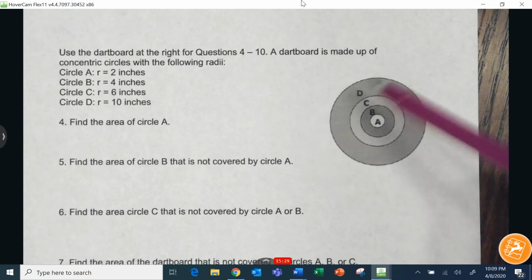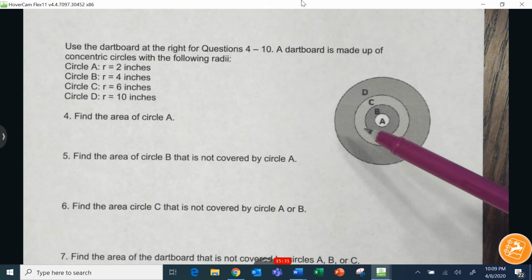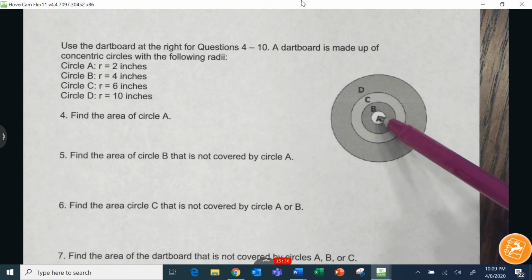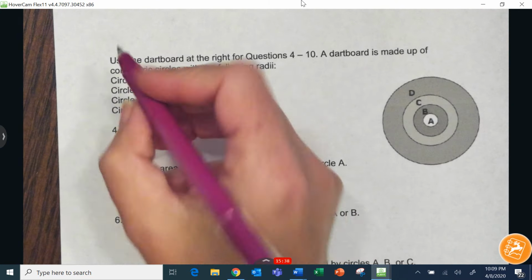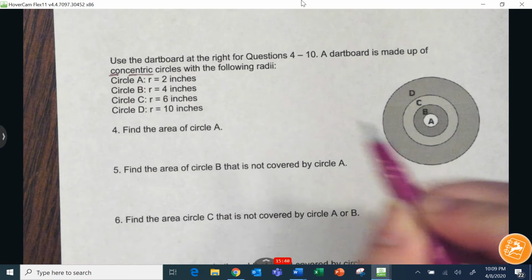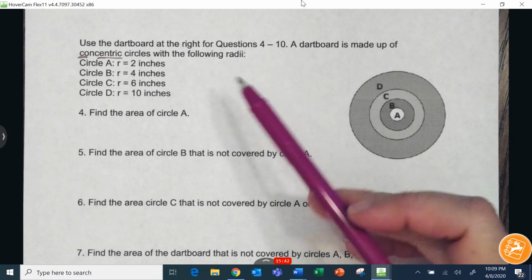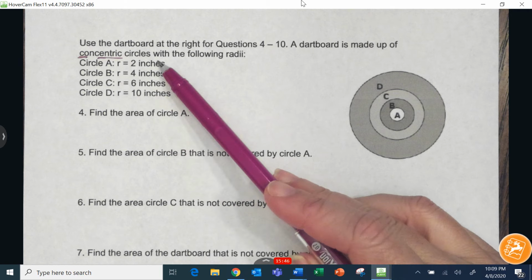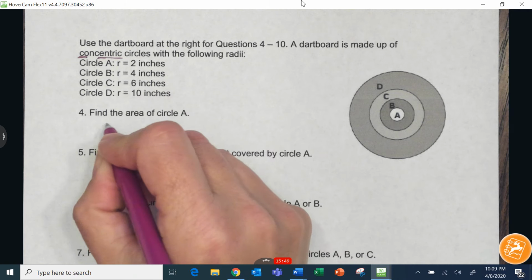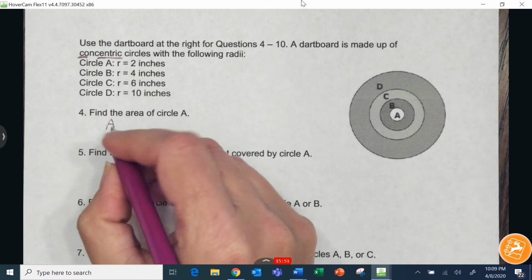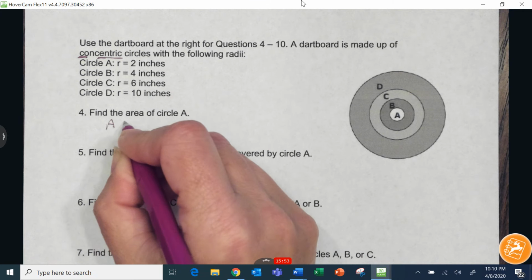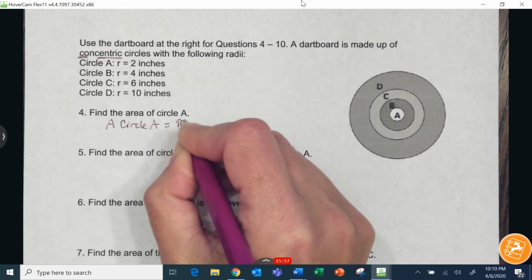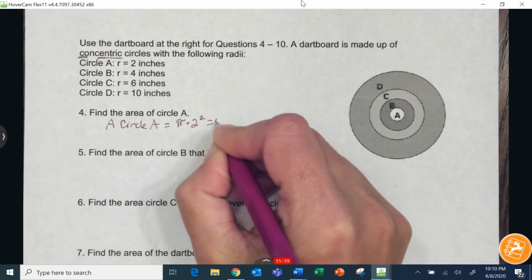So here we have a dartboard, and the dartboard is a bunch of concentric circles, which all share the same center. That's what concentric means. Co, and then center, same center. And it tells you the radius of each circle. So we're going to find the area of circle A. The radius of circle A is 2 inches. So the area of A is going to be pi multiplied by 2 squared, 4 pi.